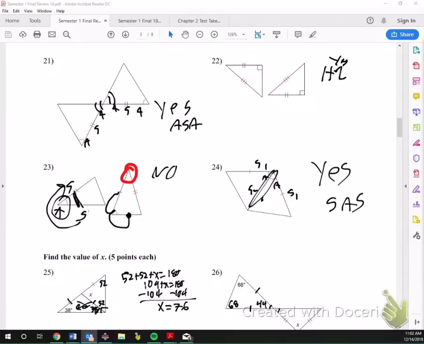So we also notice that 44 is one of a pair of vertical angles. If one vertical angle equals 44 degrees, the other vertical angle equals 44 degrees. That second 44 is also a base angle, which means the other base angle is also 44 degrees. 44 plus 44 is 88. 180 minus 88 is 92 degrees. So x equals 92.